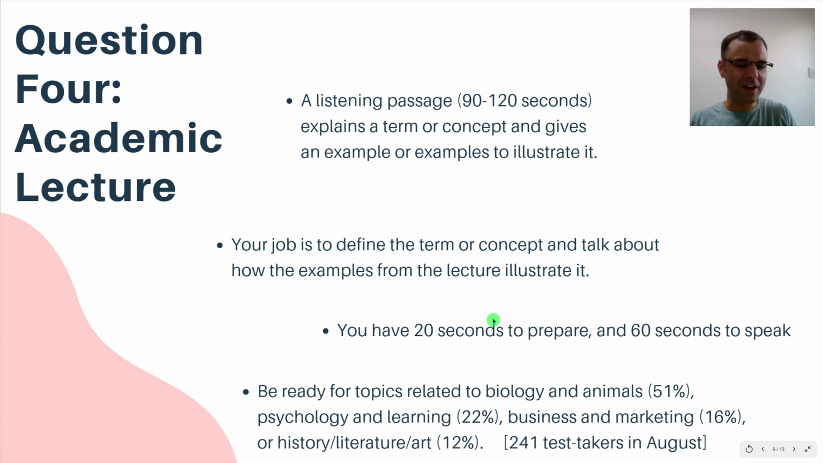Again, I did a survey of about 241 students in August, and they said that their lectures were most often, once again, about biology and animals. 51% of the students said they got that. 22% said they were about psychology and learning. 16% said it was about business and marketing. And then 12% kind of gave me the broad category of history or literature and art. Again, you're not guaranteed to get one of those topics, but it seems likely.